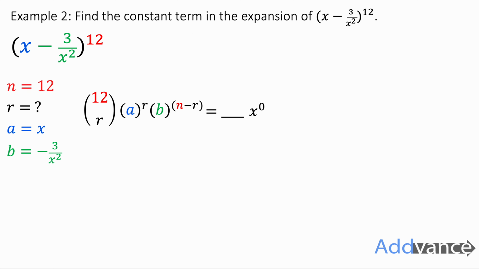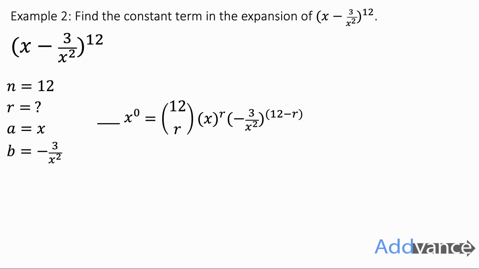Okay, and we're going to substitute the power n is 12, a is x, b is minus 3 over x squared, and r we don't know, into the binomial coefficient formula. Now, we do not know r, so we're going to spend some time trying to figure out what r is. And the clue we're going to use is that the power of x is 0. So we're going to simplify this a little bit.